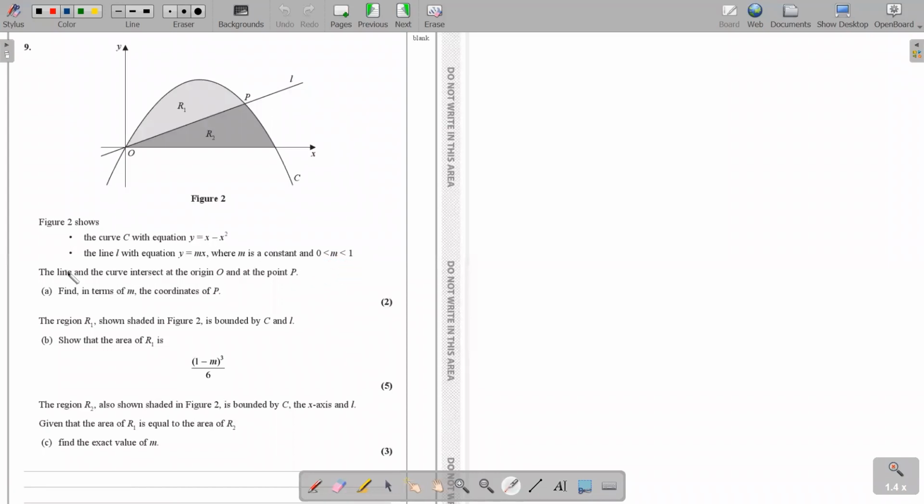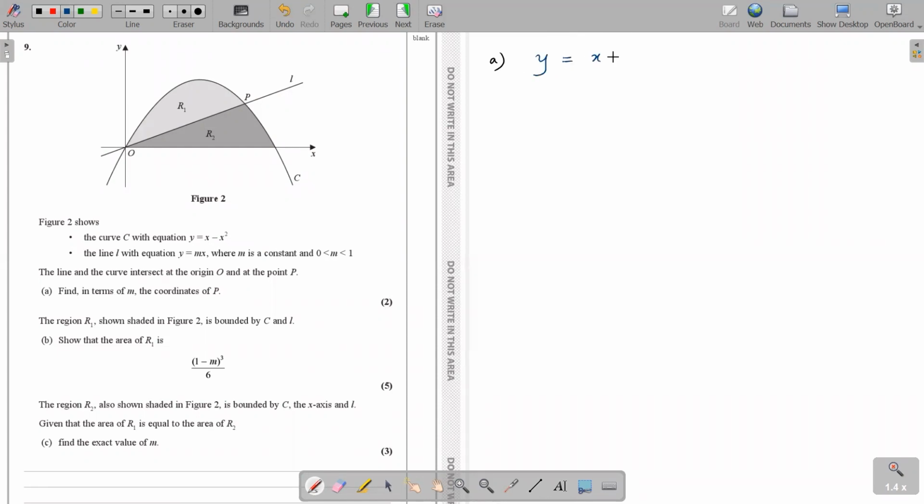The line and the curve intersect at the origin O and at the point P. Find in terms of m the coordinates of P. Okay, so they're asking you to find in terms of m the coordinates of P. How do we do that? We solve the two equations simultaneously, right? To find the coordinates of P, because that's the place where the two graphs intersect. Shall we solve it simultaneously?